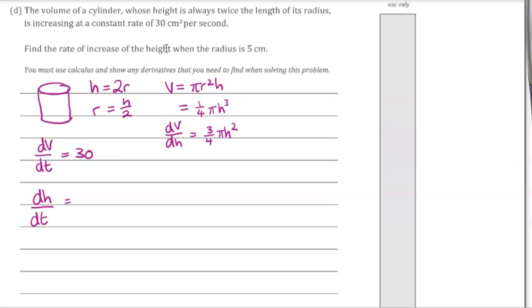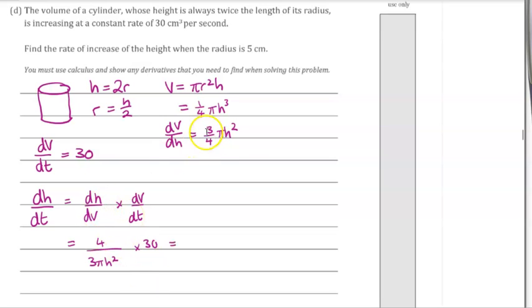Okay, so we want dH by dt, the rate at which the height is changing over time, and we need to link these two together in a way that would give us that. So this would be dH by dV times dV by dH. So the V's would cancel out and leave us with dH by dt.